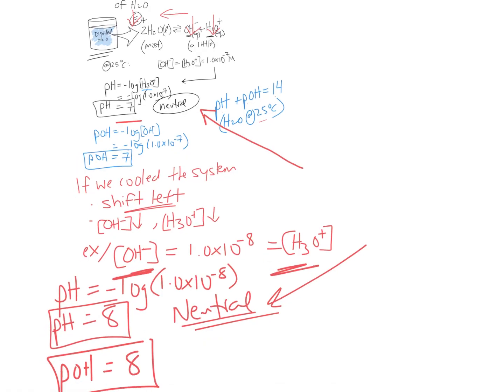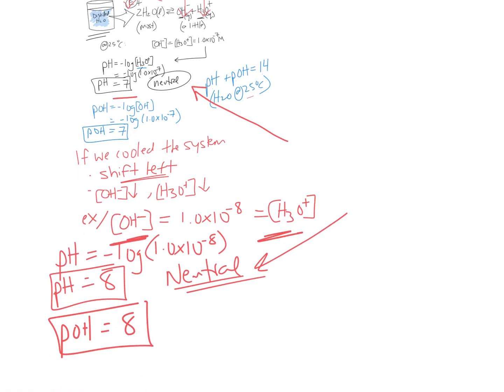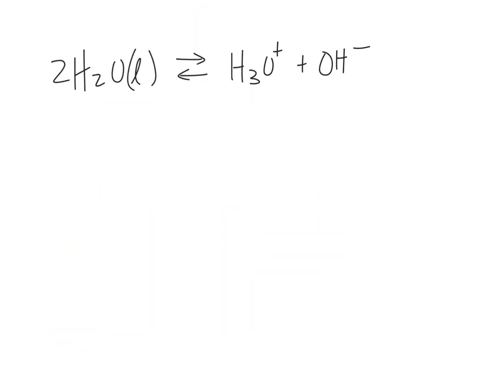If we cool the system down, like we did here in this example, now pH and pOH could add up to something like 16. That's just the way it goes. If we go the other way around, if we heat the system, it's going to shift to the right. We're going to get increased concentrations of hydronium and hydroxide in tandem, and now all of a sudden we could have neutrality at like pH 6 and pOH 6. That's the name of the game.